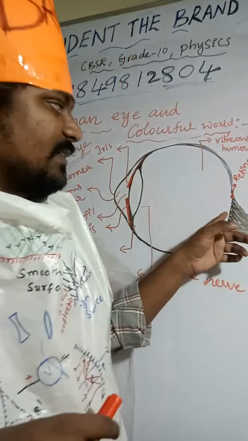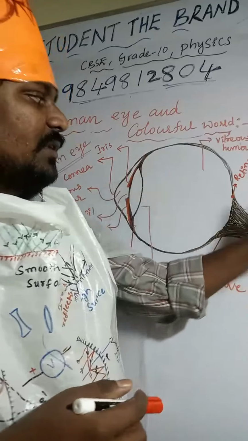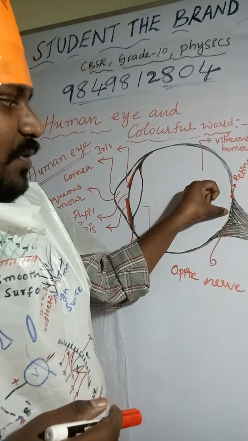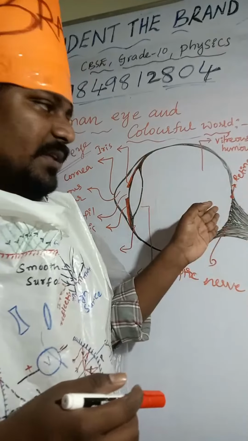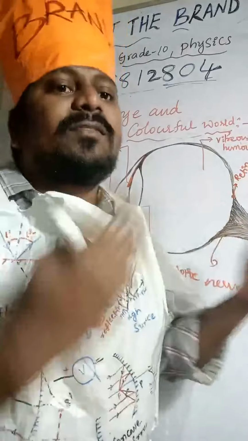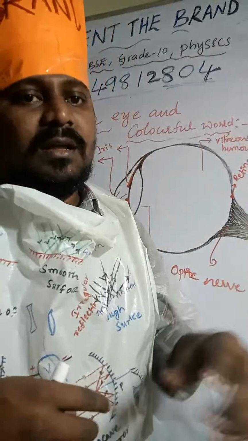So the blind spot is here only, where all the nerves reach the brain. At this point the blind spot will be there. There won't be any light sensitive cells, so no image will form, and at the same time no light rays will reach that point.